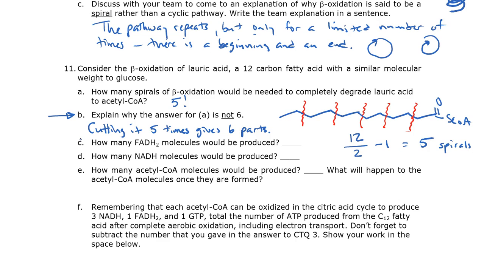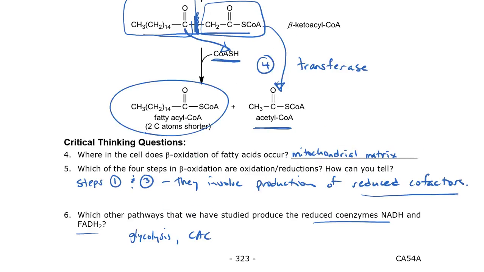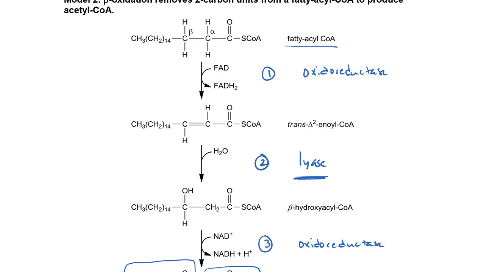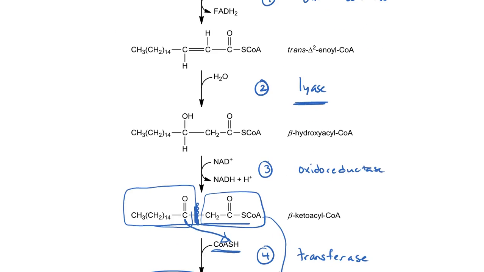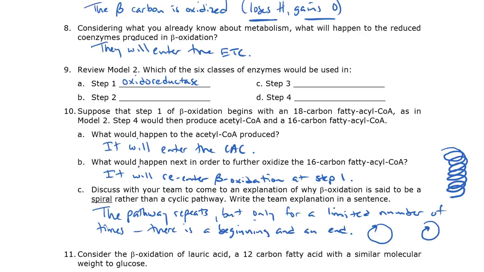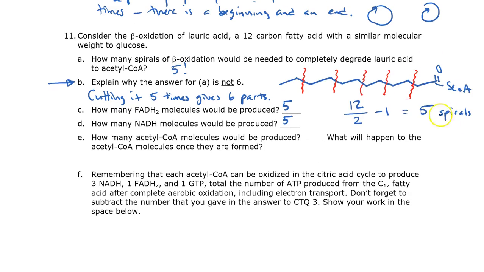So in those 5 spirals, answer questions C and D. How many FADH2s and how many NADHs would be produced? Pause and write your answers. Pause now. Both 5, yes? When I look at the steps, in the 4 steps, step 1 produces an FADH2, and step 3 produces an NADH, so there's 1 for each. So if there are 5 spirals, there are 5 of each.